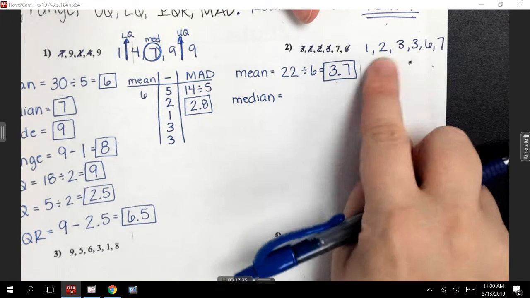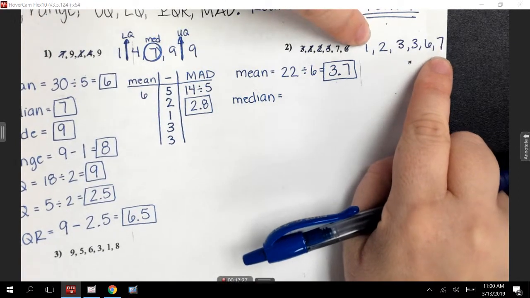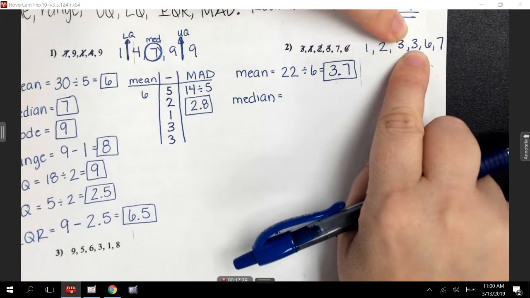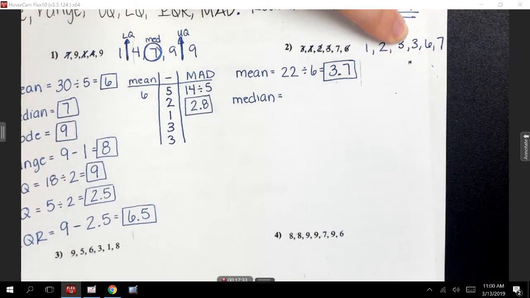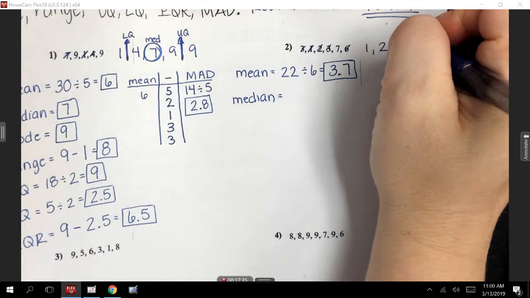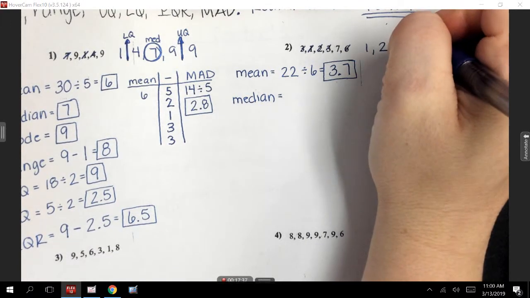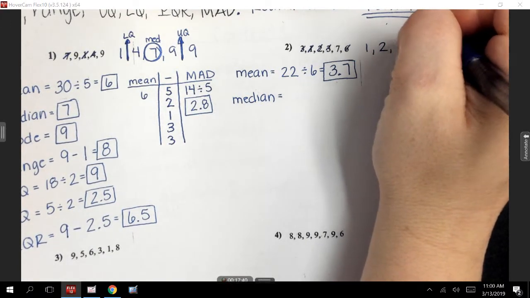There are 2 numbers in the middle. When I go to the middle, there's 1 and 7, 2 and 6. Then I end up at 3 and 3. Am I going to circle those if there are 2 numbers? No, we're going to draw a line and say, okay, my median's in the middle.